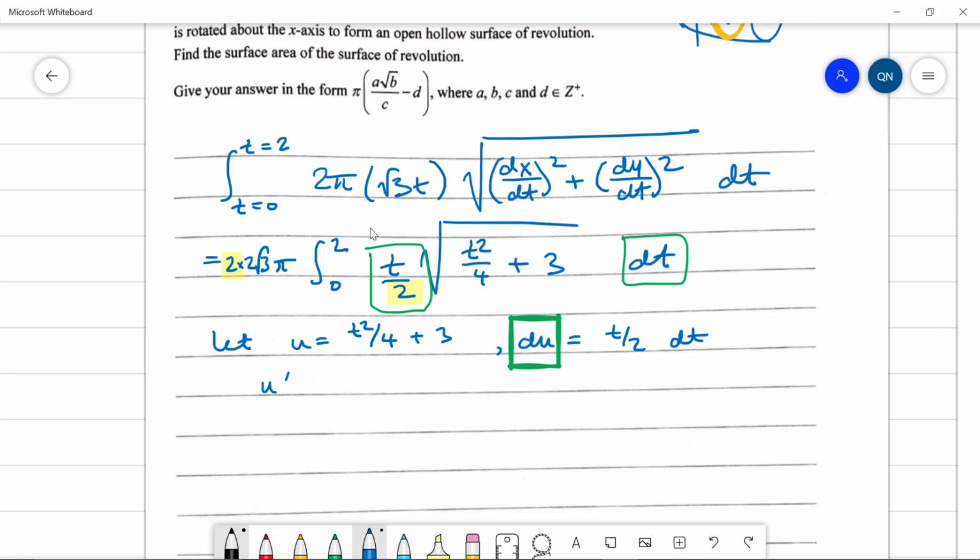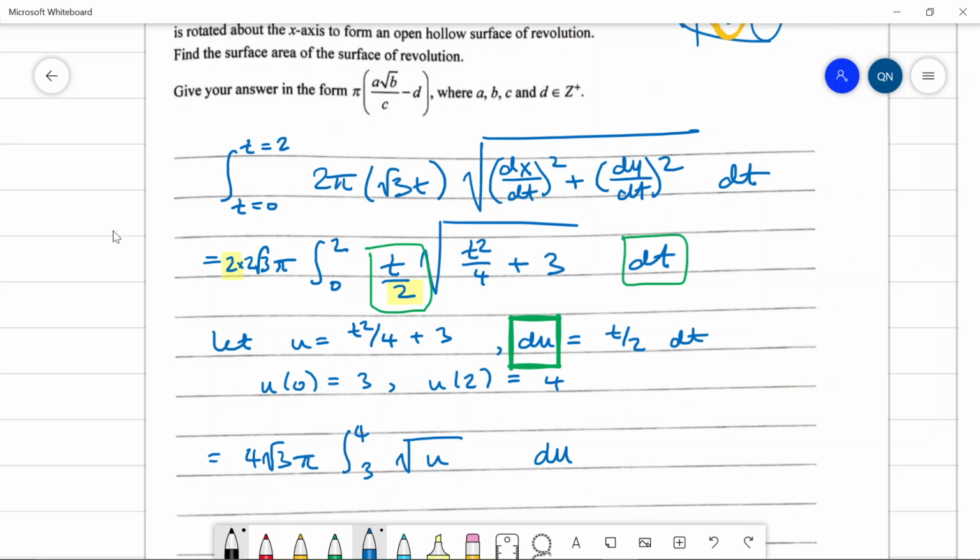And then let's figure out the bounds as well. So what's u of 0? U of 0 is 3. And u of 2 is just going to be 4, right, because 2 squared is 4, divided by 4 is 1, and then plus 3. Okay, so this is equal to 4 root 3 pi, integral from 3 to 4 of, we have our du sorted, and then we're just left with the square root of u.